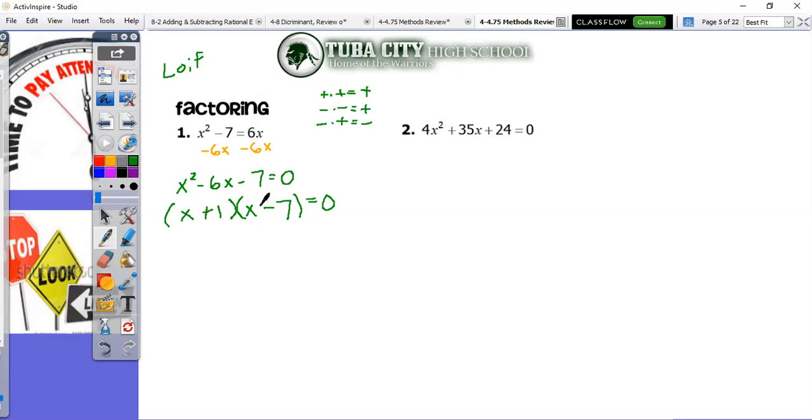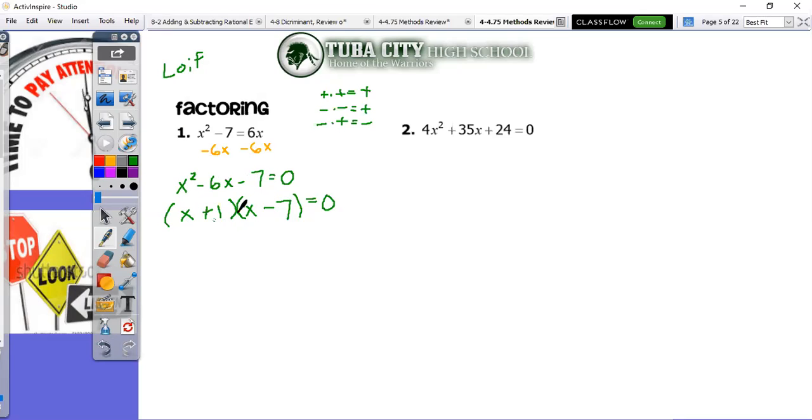So there we go. Now we have our parenthesis groups filled out. So x plus, and let's test it really quick. X times x is x squared. Negative 7x plus 1x is negative 6x. So it works so far. 1 times negative 7 is negative 7. So when we use FOIL, it still works out.